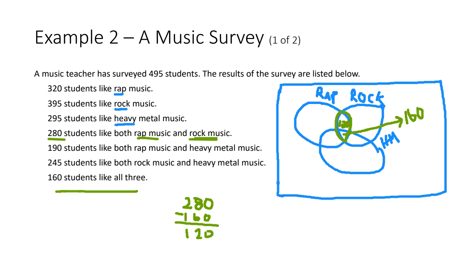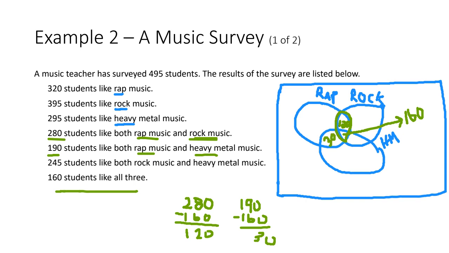Okay. So now we go to another intersection. Let's look at rap and heavy metal. They tell us we have 190 students. So if we subtract the 160 again, then we're left with 30. So that's for rap and heavy metal right there.